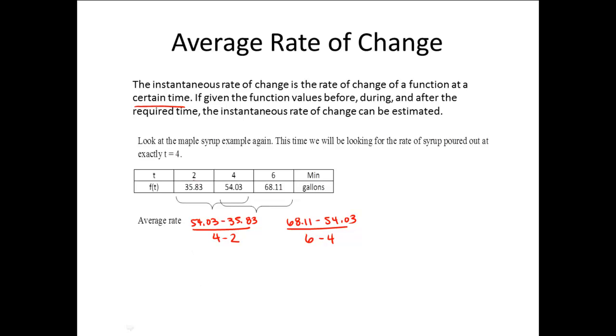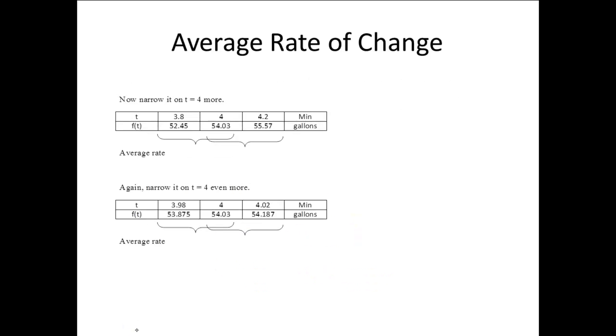I'm going to give you a second. Go ahead and pause the video and calculate both of those. Come up with these as your rates of change. So we had 9.1, and these we were doing gallons per minute, and 7.04 gallons per minute, looking at from 6 to 4. Again, we know it's going down because there's less syrup left in our barrel.